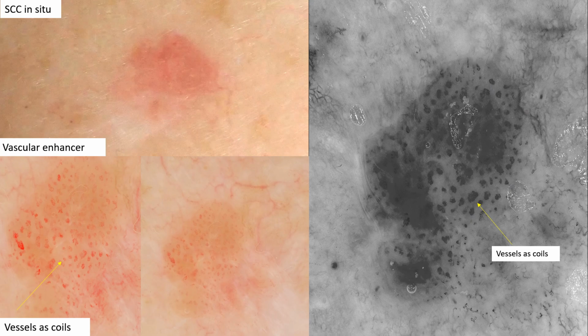Here is the first. Clinically, this pink lesion. Dermoscopically, vessels as coils, diffuse vessels as coils. Here one sees the vascular enhancer, as well as in the near ultraviolet light, these vessels as coils.